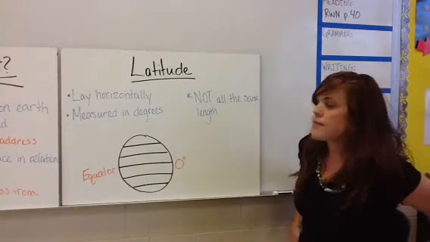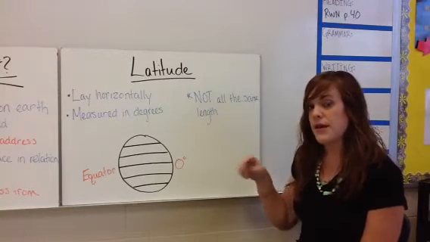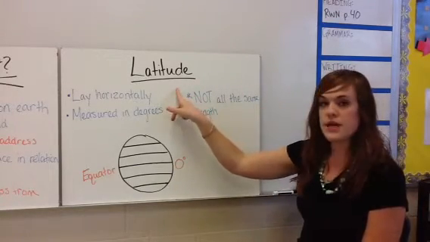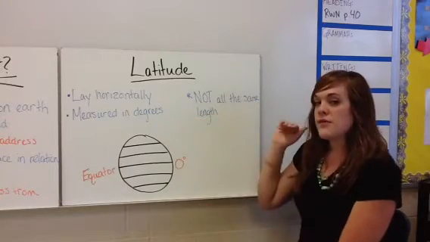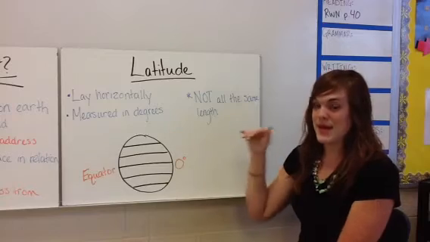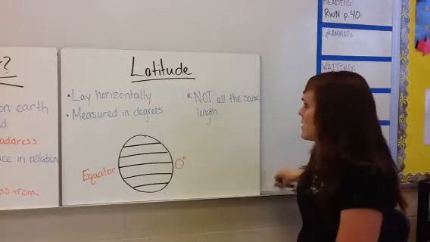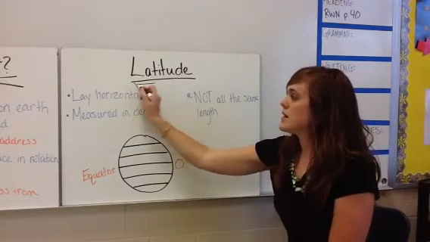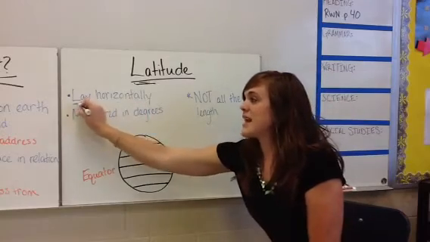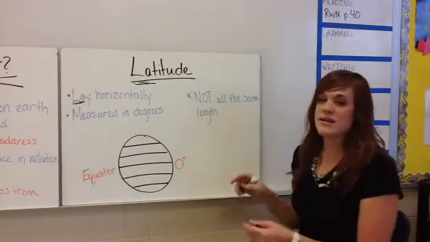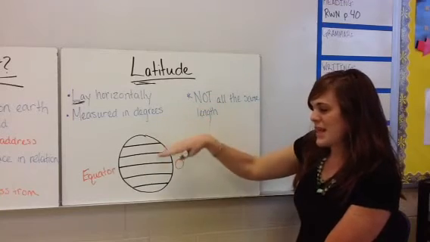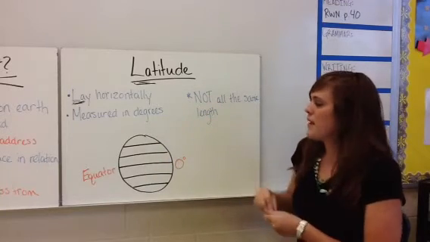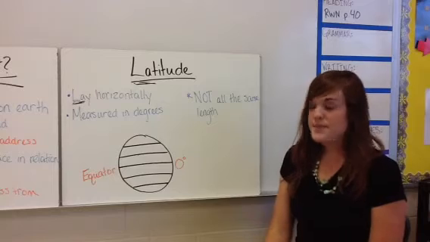Now, this is what you need to have written down. You need to know that latitude lays horizontally, and that helps you remember that latitude are the ones that go this way. Latitude starts with the same letters as laying horizontally. So when you're laying down, you can think of latitude lines as laying down. Okay? They're measured in degrees.